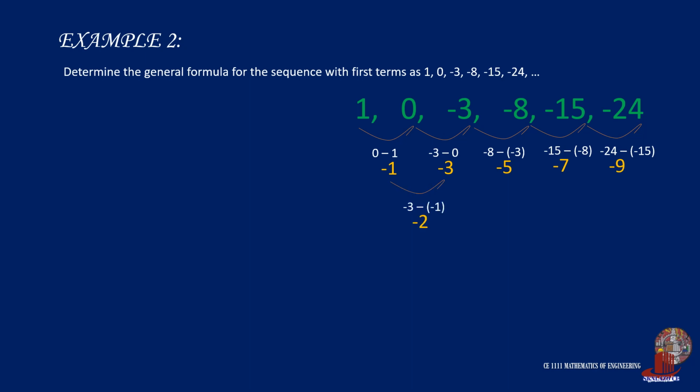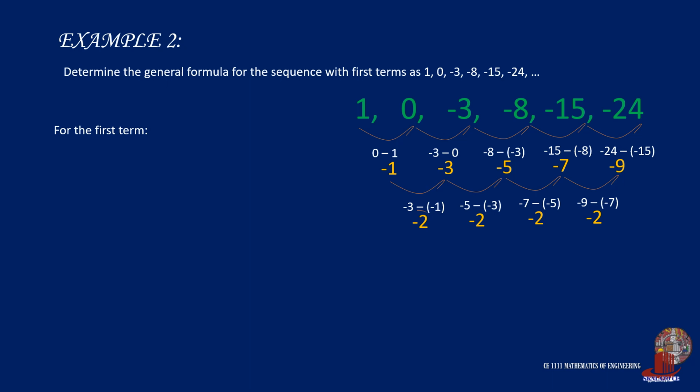That is negative 3 minus negative 1 is negative 2. Also negative 5 less negative 3 is negative 2. Then negative 7 minus negative 5 is also negative 2. And negative 9 minus negative 7 is negative 2. Having all negative 2 for the second difference means that the sequence is quadratic.